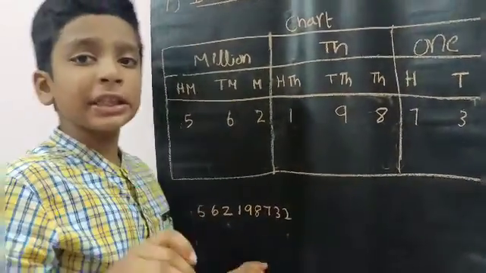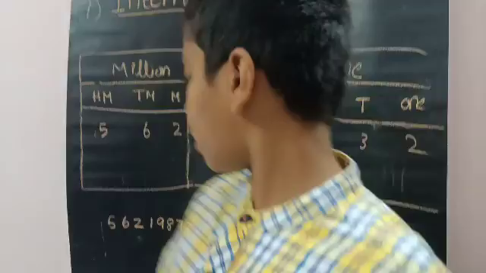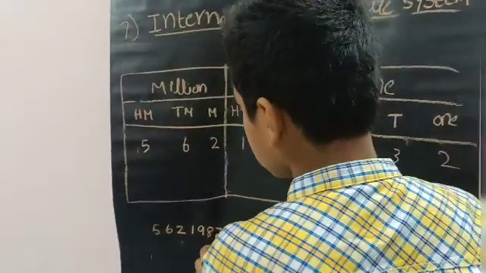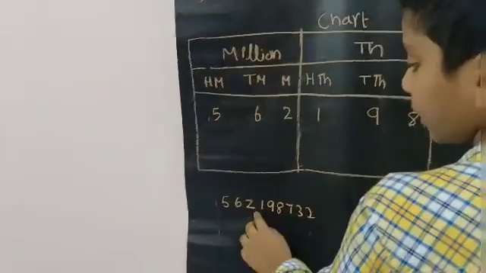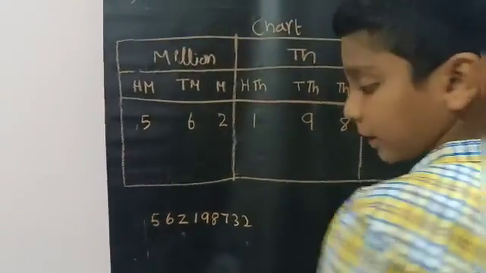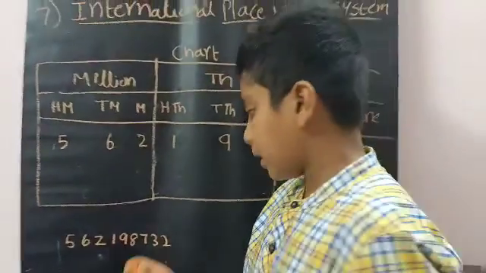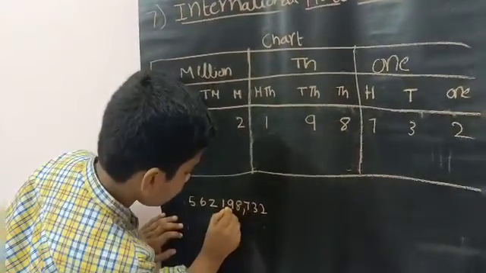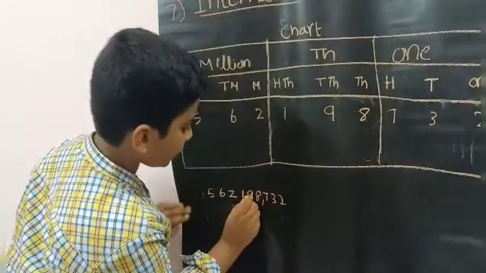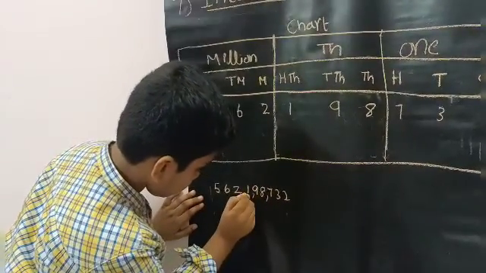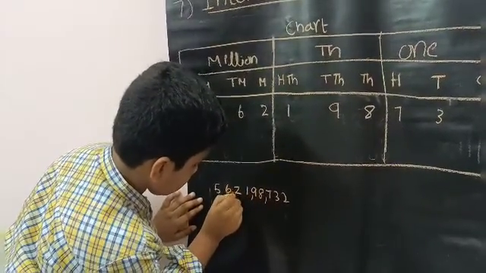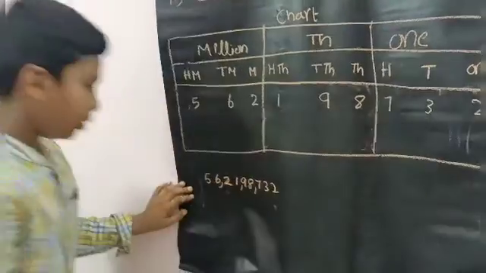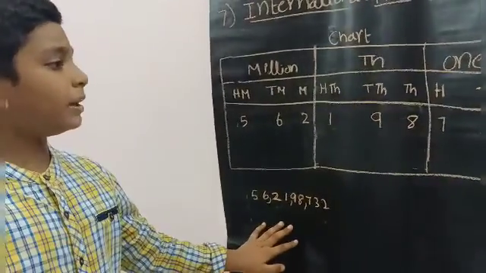In the Indian system, we will write the first 3 numbers and then keep a comma. After that, after every 2 numbers we will keep a comma. Okay, let's keep commas in this. 3 numbers, then a comma. In our Indian place value system, we will write like this: comma, comma. Okay, in the Indian place value system, we will write like this.